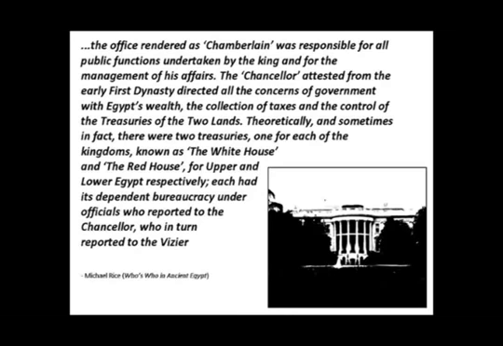Theoretically, and sometimes in fact, there were two treasuries, one for each of the kingdoms, known as the White House and the Red House, for Upper and Lower Egypt respectively. Each had its dependent bureaucracy under officials who reported to the chancellor, who in turn reported to the vizier." That's right, the White House and the Red House. They're Egyptian.